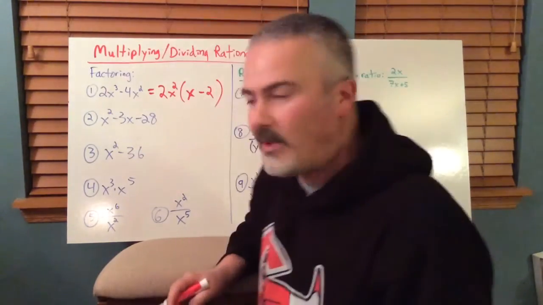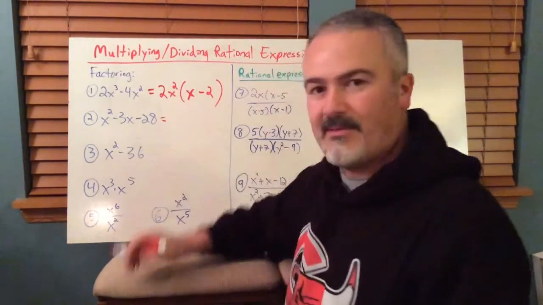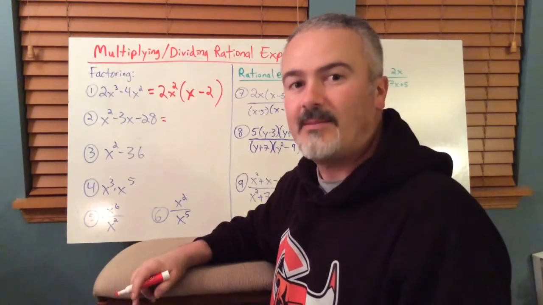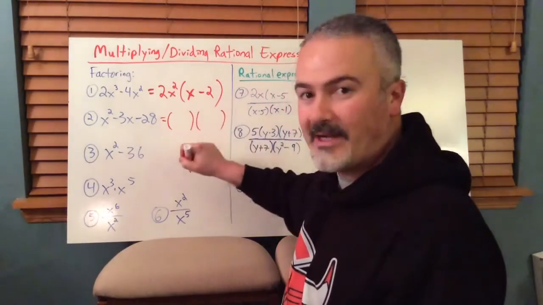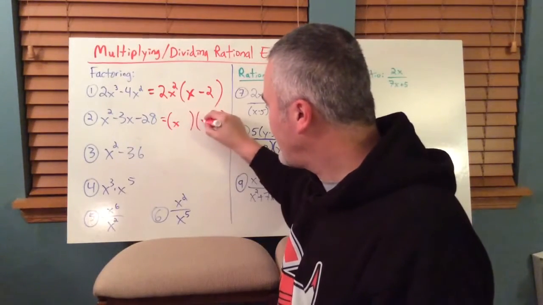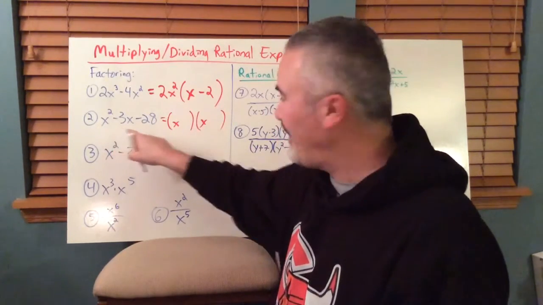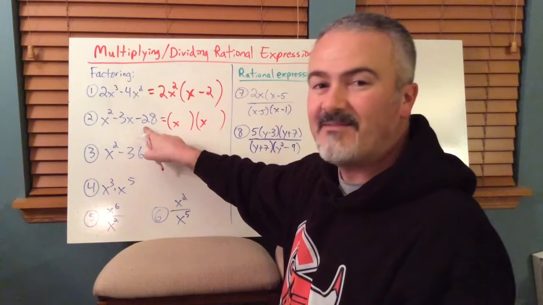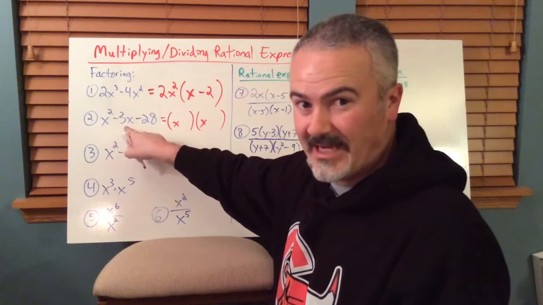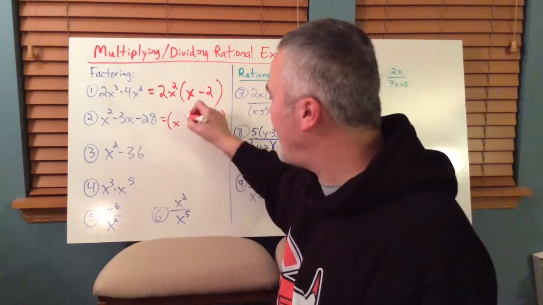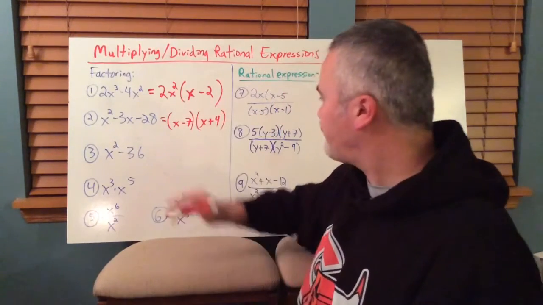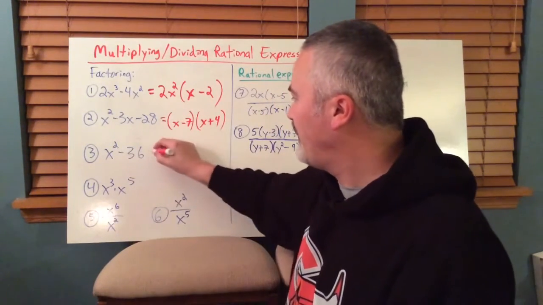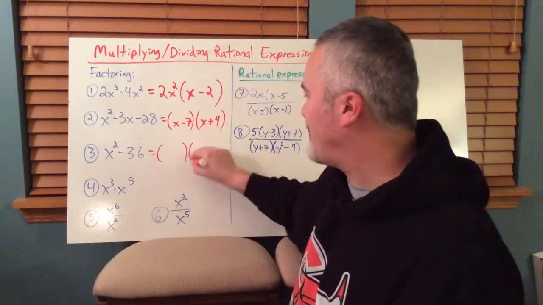Example number 2, I don't have a greatest common factor. I have a trinomial, so I'm going to guess and check. It's going to factor into two binomials. Well, x times x is x squared, and what multiplies to give me negative 28 but also adds to be negative 3? That would be negative 7 and positive 4. Problem number 3, similar to 2, except it's a special case.